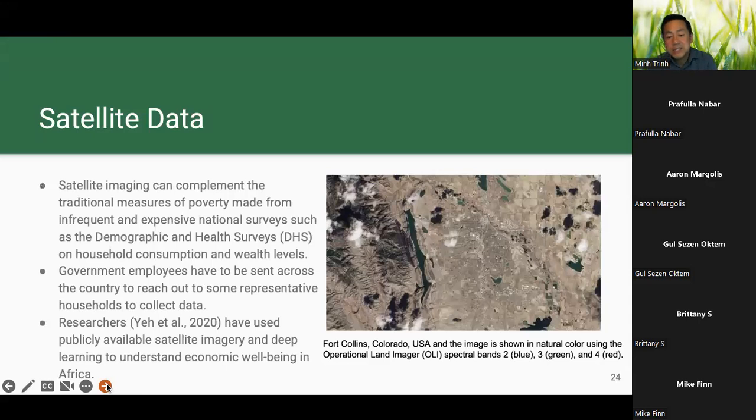So satellite imaging can complement traditional measures of poverty made from infrequent and expensive national surveys, such as what they call DHS, demographic and health surveys on household consumption and wealth levels. The DHS surveys are conducted typically every five years, I think, and they are sponsored by the United States Agency for International Development, USAID, right? It's done in most low and middle income countries, but not in real time. So only every five years. And it's also a survey, so it doesn't cover the whole country, right? You would select a few thousand, maybe 10,000 households, and you go and visit them, and this is very manual, right? So government employees or contractors have to be sent across the country to reach some of the representative households to collect the data, right?